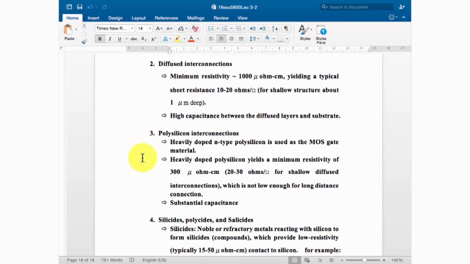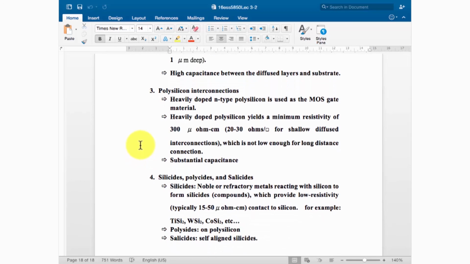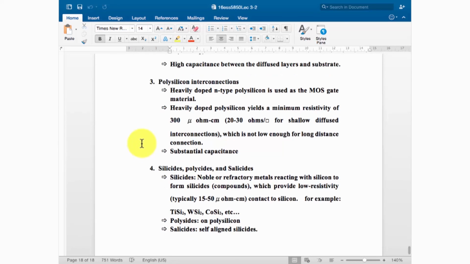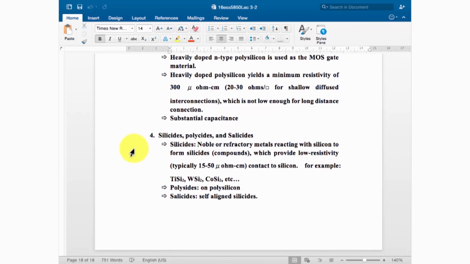So for short distance connection, it's okay to use polysilicon. For example, for the gate electrodes, we usually extend the gate electrode, the polysilicon, a short distance until it contacts the metal wire. Polysilicon is a little better than diffused silicon, but still pretty high. For long distance signal transmission, it would be better to use metal, for example aluminum.